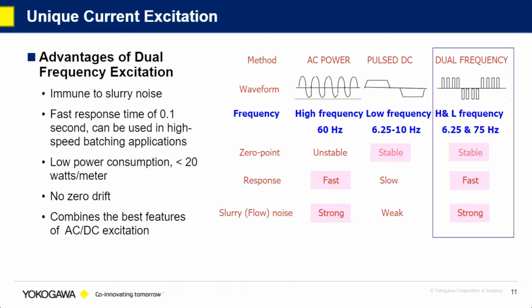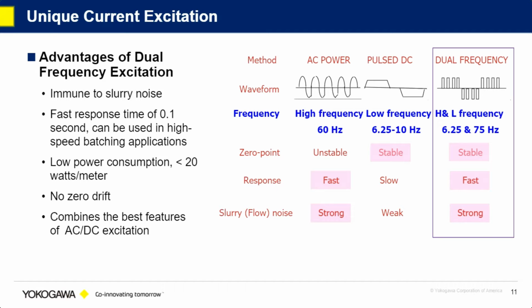So years later, pulse DC was introduced to the market, and this improved the power consumption, improved the accuracy from a percent of span to a percent of flow reading, and improved our zero stability. But because of the low frequency, the response time wasn't as good in those slurry and batching type applications.